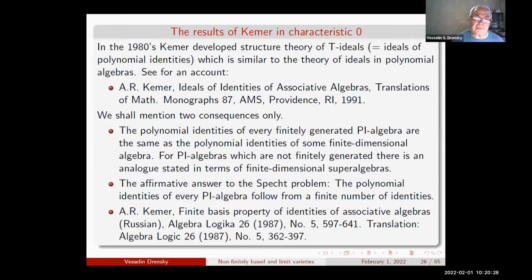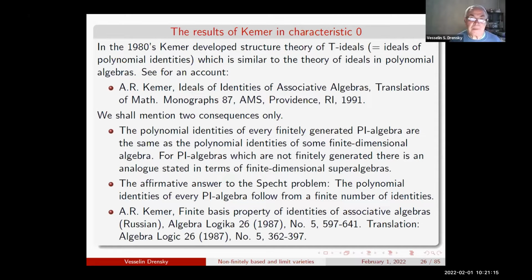And in the 1980s, Kemer proved, he developed a structure theory of T-ideals. This means ideals in polynomial algebras. I'll mention only two consequences: that the polynomial identities of every finitely generated PI algebra, meaning an algebra with polynomial identity, are the same as the polynomial identities of some finite dimensional algebra. If the algebra is not finitely generated, then there is an analog, which gives the affirmative answer to the Specht problem: over a field of characteristic 0, all polynomial identities of associative algebras follow from a finite number of identities.